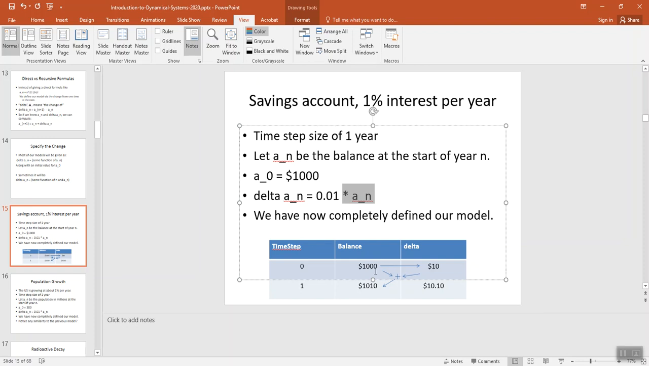So that's all we need to define our model. You can see I've sketched out how it's going to look in Excel here. Take a second to think about how you would actually set that up in Excel, and we'll stop the video and switch to Excel.